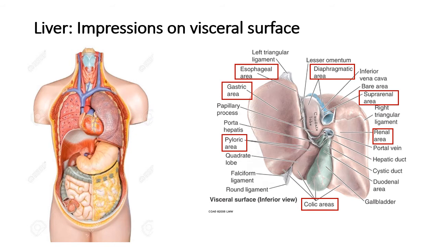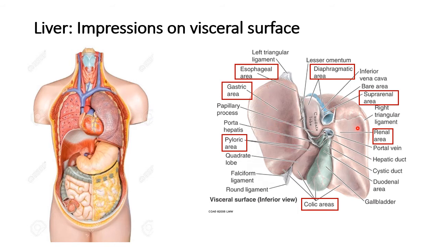Relations and impressions on the visceral surface of the liver. Now, for simplicity, I will say the liver has two surfaces: the diaphragmatic surface and the visceral surface. Some textbooks will go further and mention other surfaces like the superior surface, anterior surface, right surface, and posterior-inferior surface. But I will just mention in this lecture the diaphragmatic surface and the visceral surface.